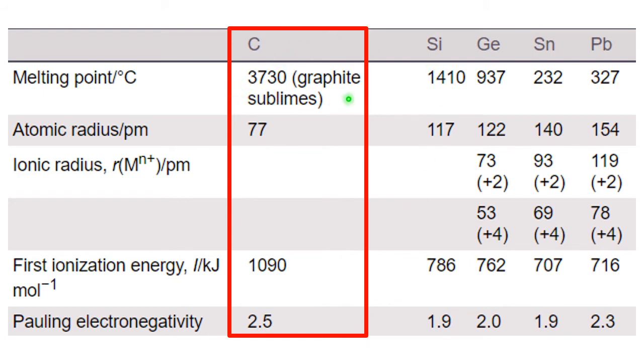Carbon has a very high melting point. Graphite decomposes by sublimation at 3700 degrees. It has a relatively small atomic radius and relatively high electronegativity. It's a more negative than positive element.